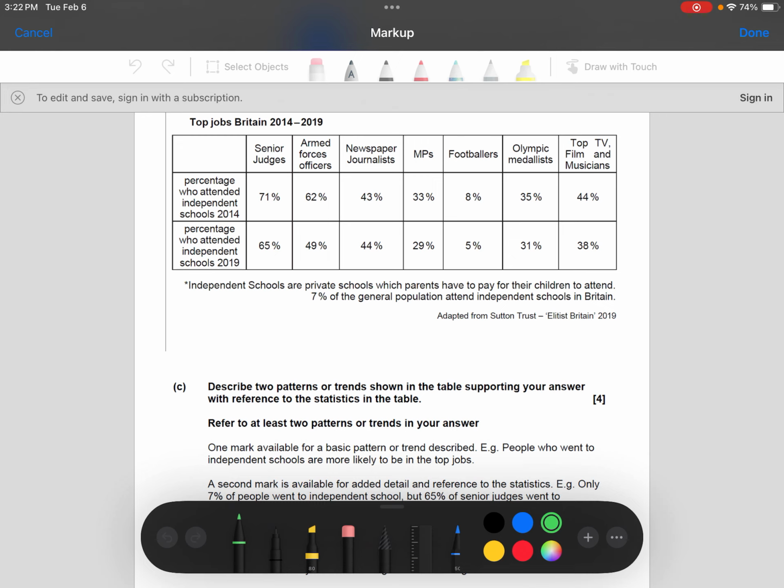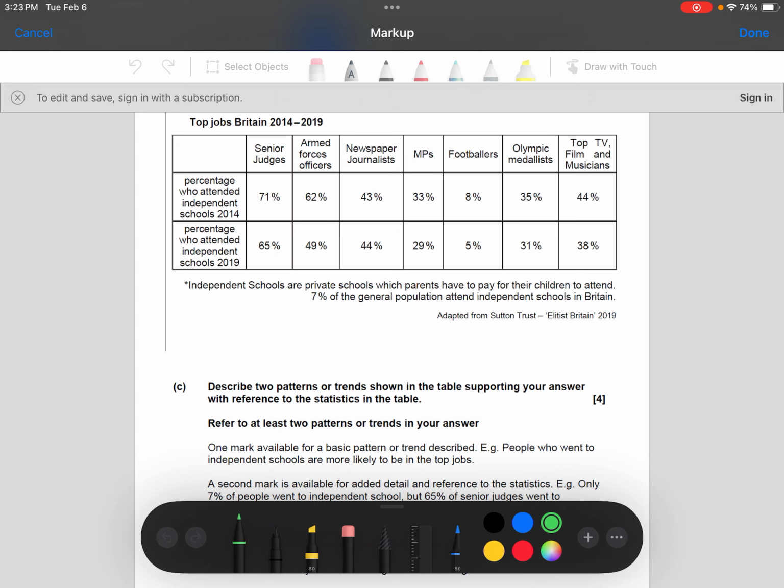From what I've seen, students are fine with those types of questions, just identifying information in those tables. What we seem to have picked up on is that there are problems with students describing the patterns or trends shown in the table. The question will always ask you to describe 2 patterns or trends shown, and to support your answer with reference to the statistics in the table.